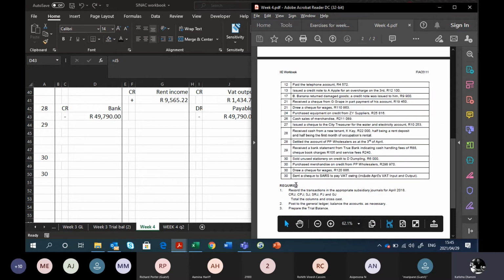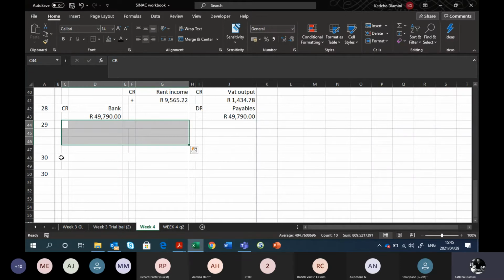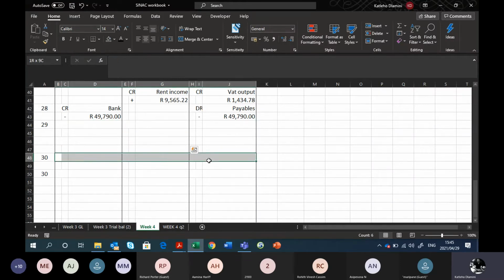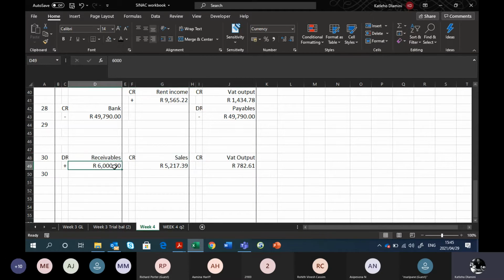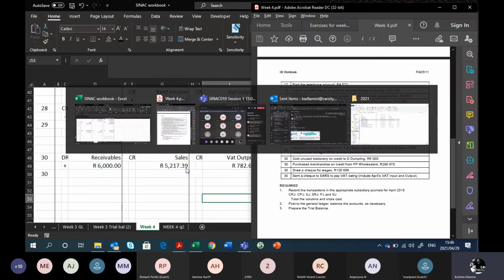Then on the 30th, the first one, sold unused stationery on credit to Dumpling for 6,000. So you're going to credit your sales, debit your receivables, and credit your output VAT. I skipped one, but I'm going to show you anyway. So your receivables are 6,000 rand. Your sales amount, you calculate the exclusive amount, and then your VAT amount is going to be the difference.